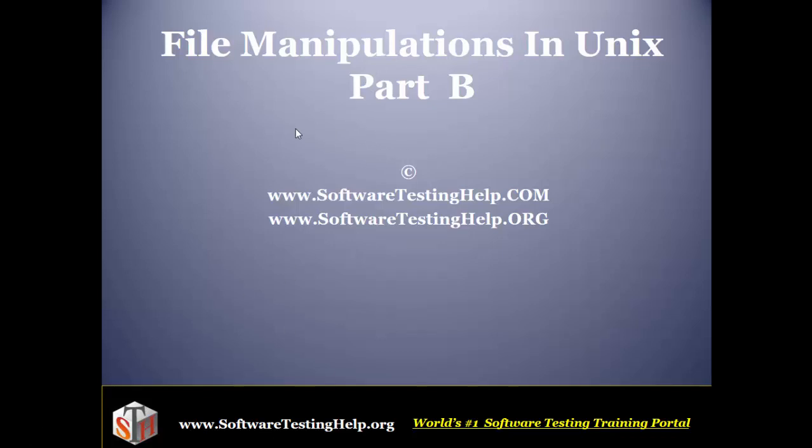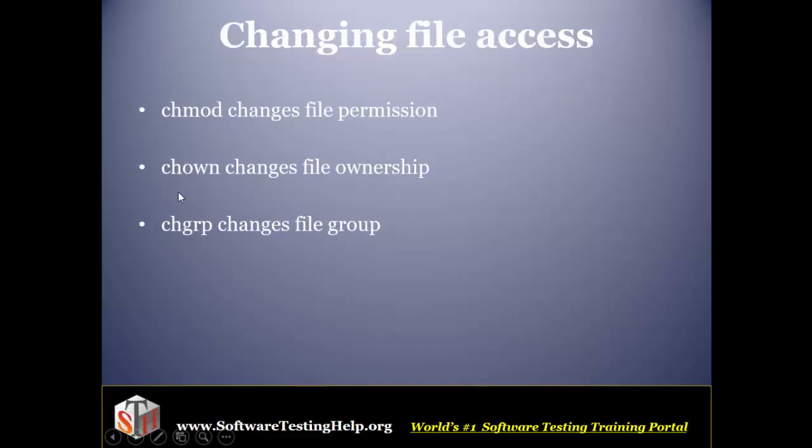In this session, we are going to discuss some more commands on file manipulation, like chmod, chown, and chgrp. Now, let's see what these commands are used for. We'll start with the first one, chmod. Chmod is used to change file permissions. Next we'll see chown, which is used for changing the file ownership. We'll also see what chgrp is and how it changes the file group.